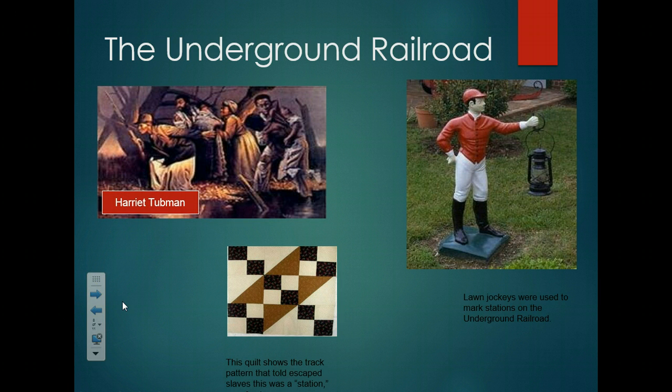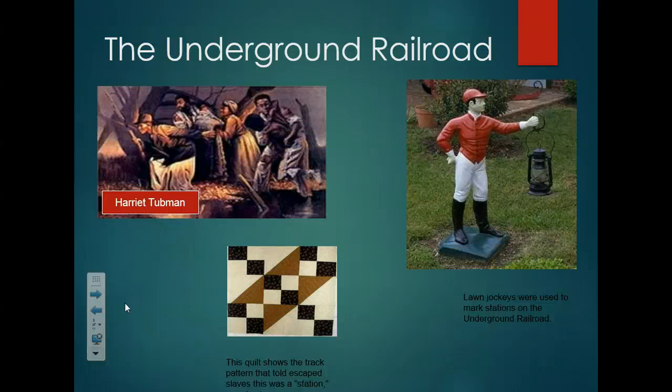You have the Underground Railroad. Harriet Tubman, we know about that. This is not a railroad. I taught a whole unit and somebody said, well, do they still have the tracks for the Underground Railroad? It was referred to that. It was not actually an underground railroad. They referred to places as stations. And they were marked, as you can see here, with lawn jockeys, a lot of those, and what they were is they were safe houses, places that slaves could go. They could hide in the barn, they could hide in root cellars, places like that.